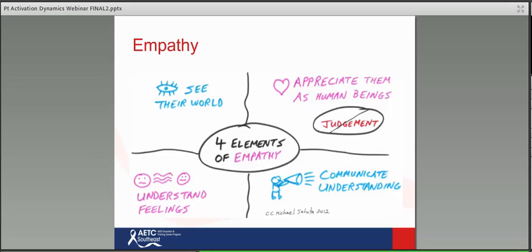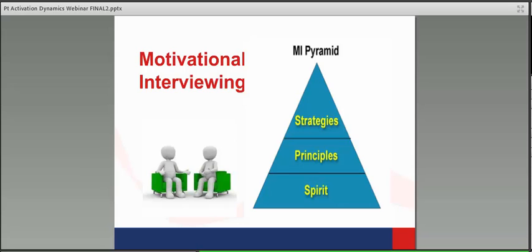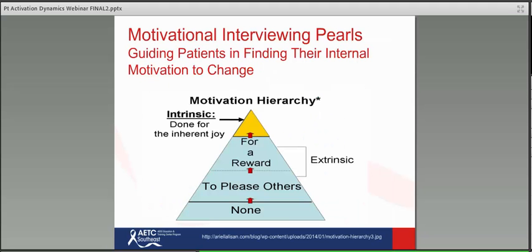Empathy is important, and I think it comes very clear in the topic of today that we have to be able to see an individual's world and appreciate them as human beings, as people, without showing judgment, trying to understand their feelings and communicating that we hear what they're saying and we understand their feelings. Motivational interviewing is a great tool, not the only tool, but a great tool to empathize with clients and help guide them moving forward in their plan of care.